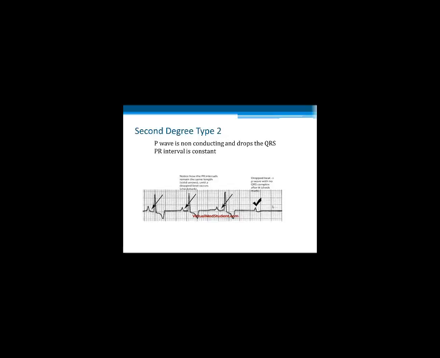With second degree type 1, you have a progressive prolongation of the PR interval until the P wave just occurs with no QRS. It drops a beat. With second degree type 2, your PR interval stays the same, but you have periodic non-conductive P waves and you drop the beat. That leads us to causes and symptoms.